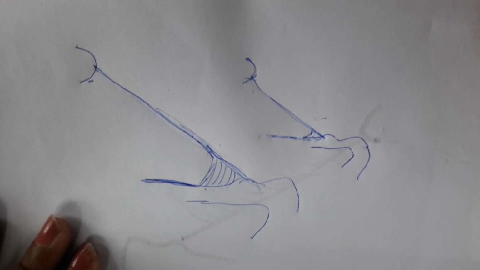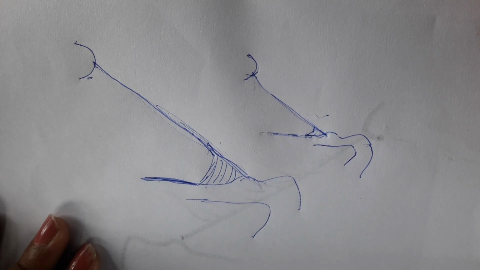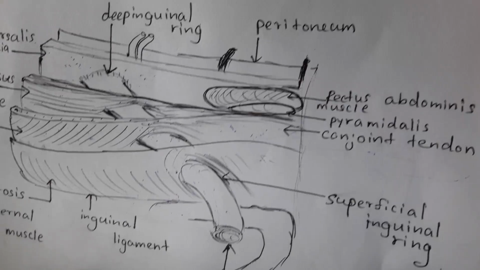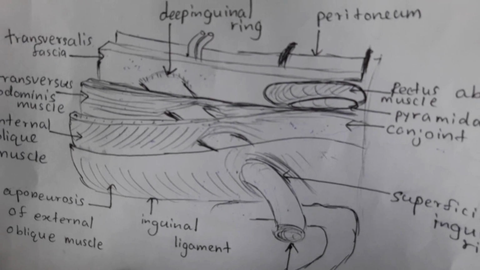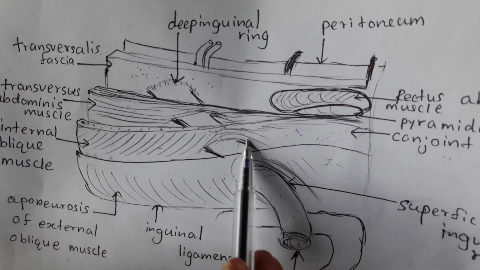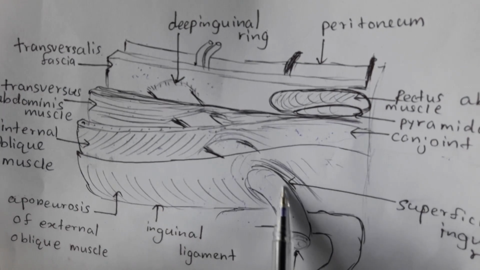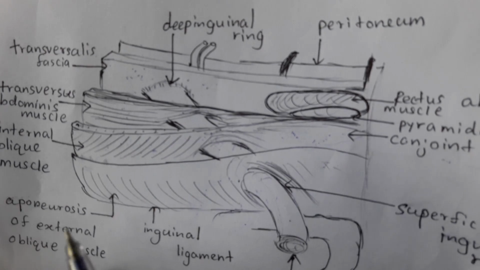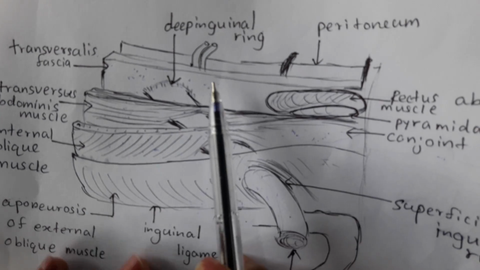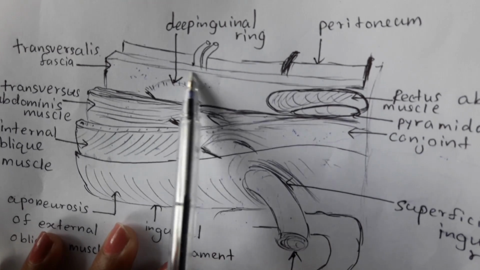Okay, let's talk about the inguinal canal. This is the inguinal canal. Here it's the inguinal canal. So let's talk about the walls of the inguinal canal. What are the borders? So this is the posterior wall.